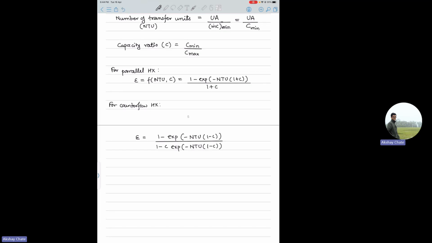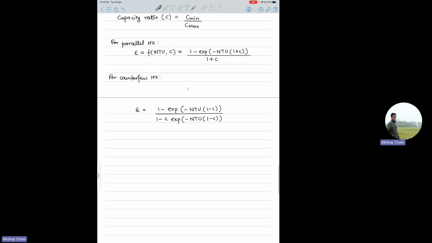For other shell and tube and other types of heat exchangers, you may not remember the effectiveness formula, but at least for parallel and counterflow heat exchangers, you should remember. And here there are two cases that you should remember. The first case is if one of the fluids is undergoing a phase change.